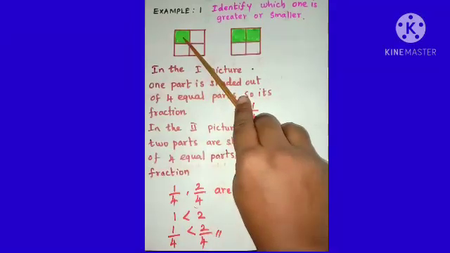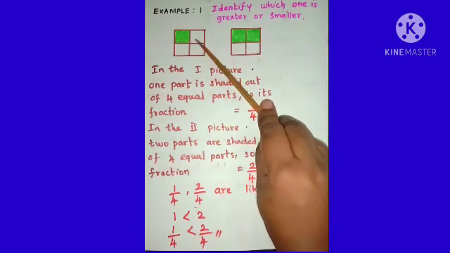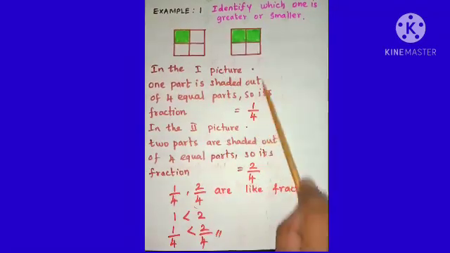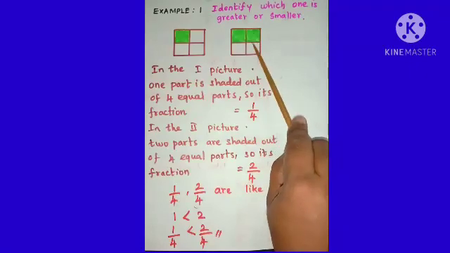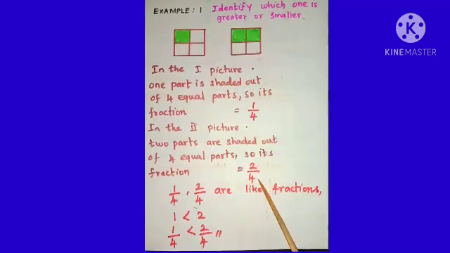That is, one part is shaded out of 4 equal parts, which can be written in fraction form as 1 by 4. And 2 parts are shaded out of 4 equal parts. The fraction of this shaded portion will be 2 by 4. Now, to compare these two fractions, see the denominators. Denominators are the same. Thus, the fractions are like fractions.